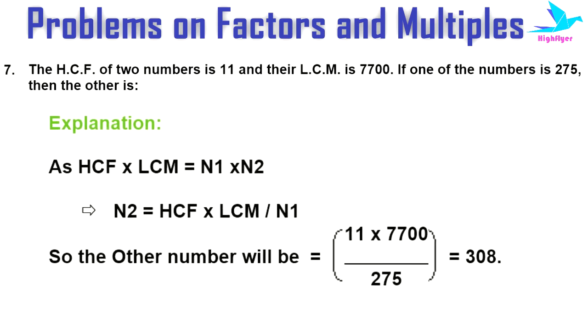Let's see the explanation. My dear friends, as we know that HCF into LCM is equal to N1 into N2. That's a very simple relation. That means the product of two numbers is equal to the product of the HCF and LCM of the two numbers. So that implies N2 is equal to HCF into LCM divided by N1. So the other number will be 11 into 7700 divided by 275, which is equal to 308. So the required number is 308.